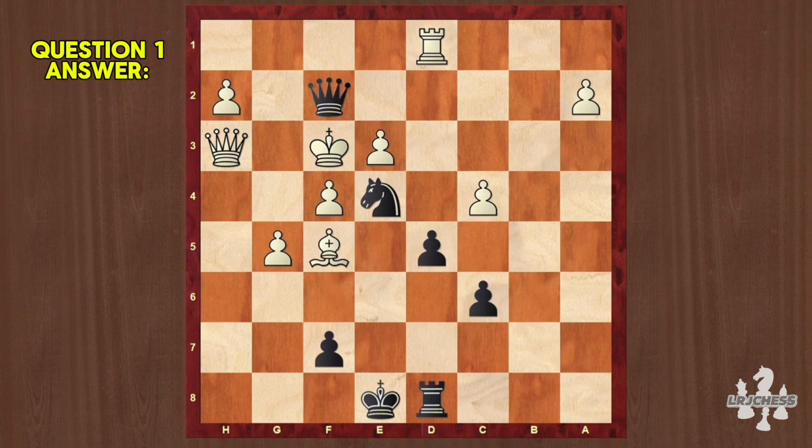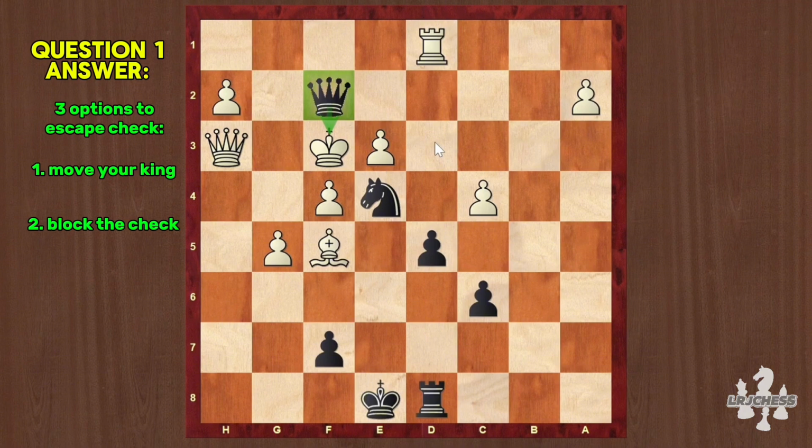As you can see, the black queen is currently putting the white king in check. So we have to see if there's any way for white to get out of the check. We have 3 options. You can move your king, you can block the check, or you can capture the checking piece.